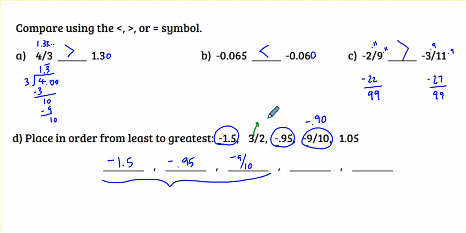And now I look at my positives. Well, 3 halves, that's 3 divided by 2. Some of you did 2 divided by 3. 3 divided by 2 is 1.5. Or you could have thought of that as 1.50, which is the same thing as 1.5. But when you compare 1.50 with 1.05, obviously 1.05 is going to be smaller than 1.5, which is 3 halves. So that was your final answer there.